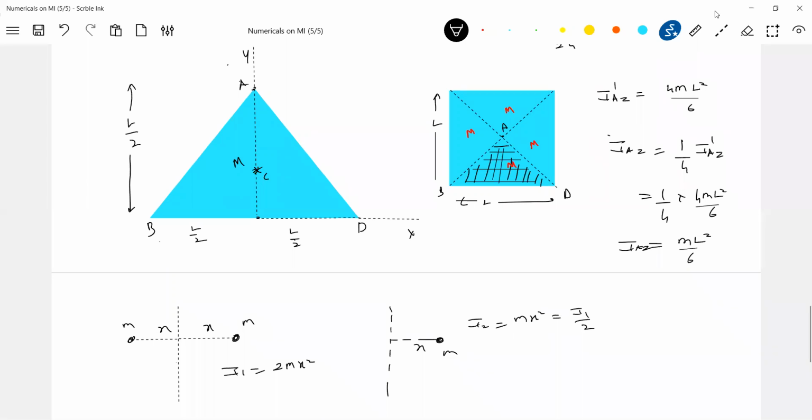I'm changing the symbol to ABD. Now the center of mass will come here. I want I_CZ. I know I_AZ. So we know this length is L by 2. So shall we write this distance as Y2? This is Y1. So shall we apply the parallel axis theorem now?